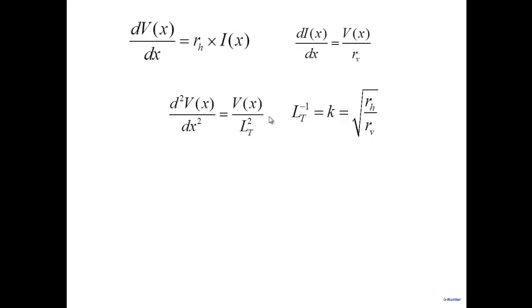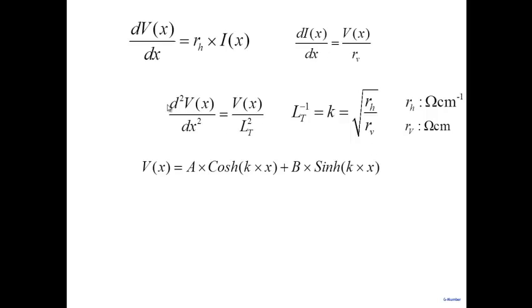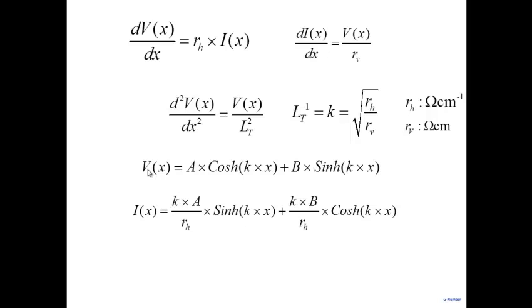So it's a second order differential equation. Note that RH is in ohm per centimeter and RV in ohm centimeter, so the ratio has the units of length. This has a simple solution: A cosh(kx) plus B sinh(kx). If we take its derivative, dVx/dx, we get a general expression for Ix. So we get Vx and Ix here. We still don't know what A and B are, so we put in the boundary conditions.